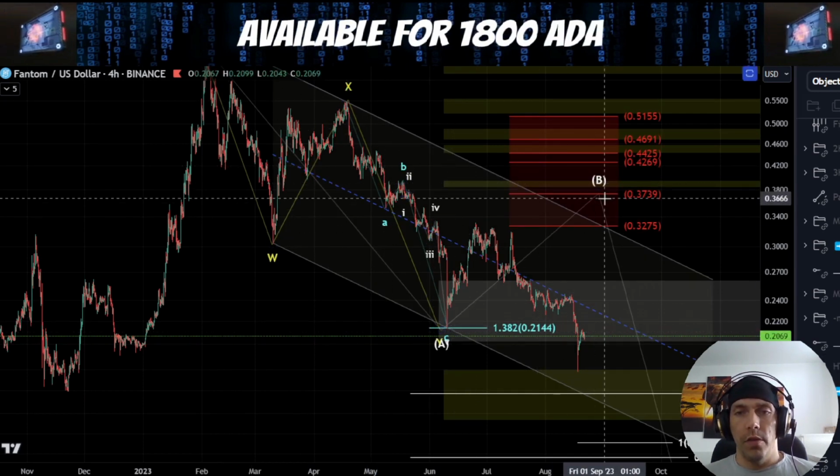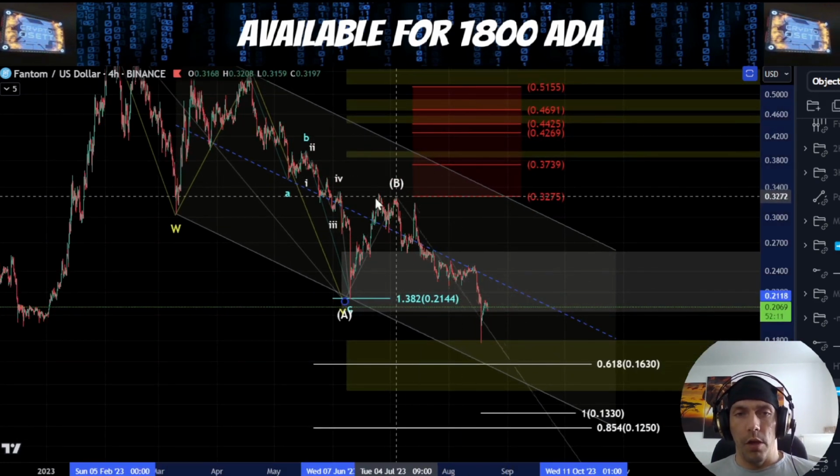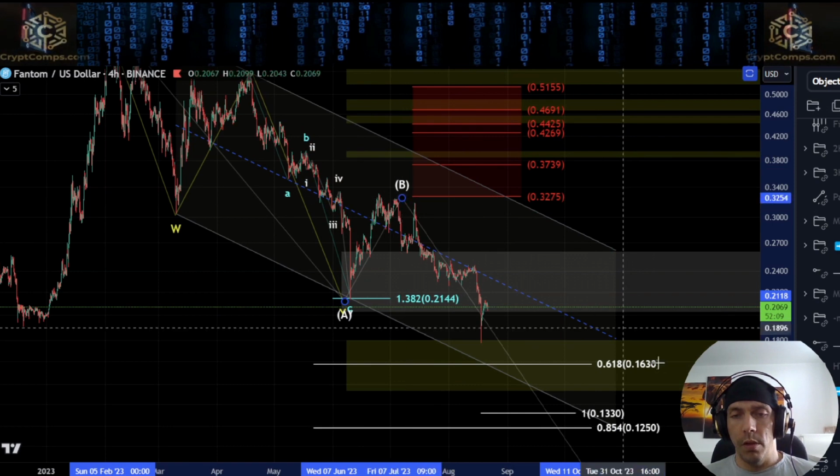WXY for an A wave, this is a B, and then looking for a C. It is also possible that we could argue this B wave is already completed into this zone, and we could be looking for the C wave down.